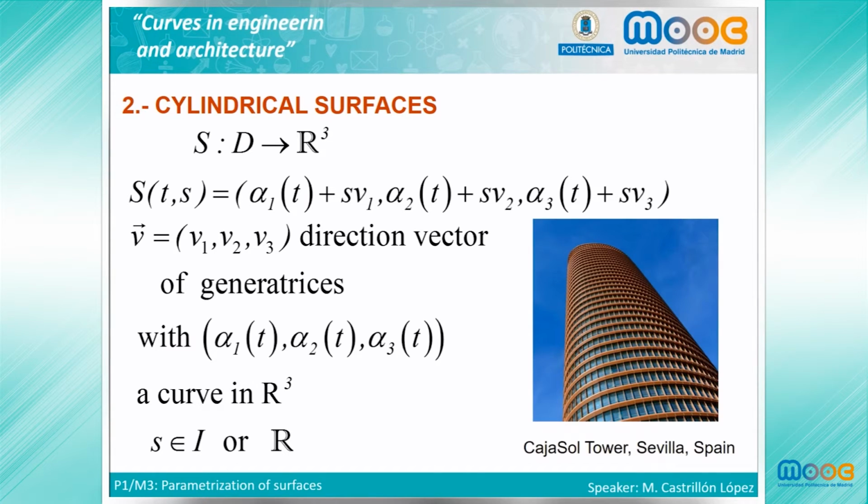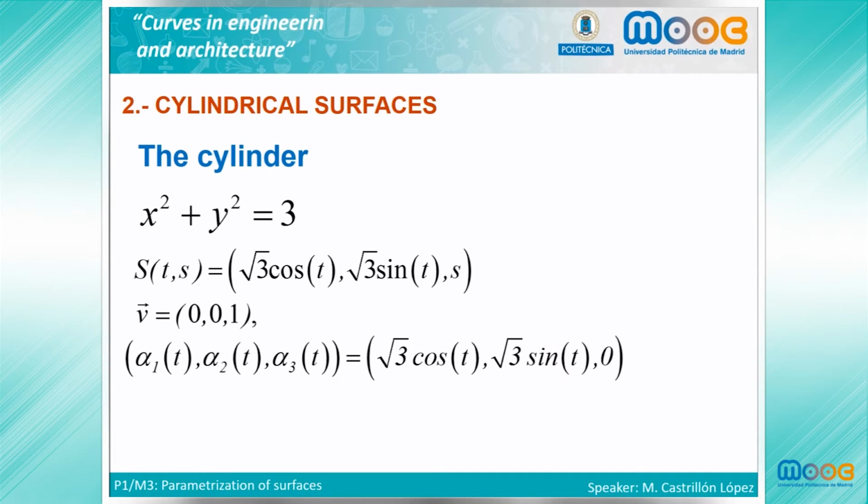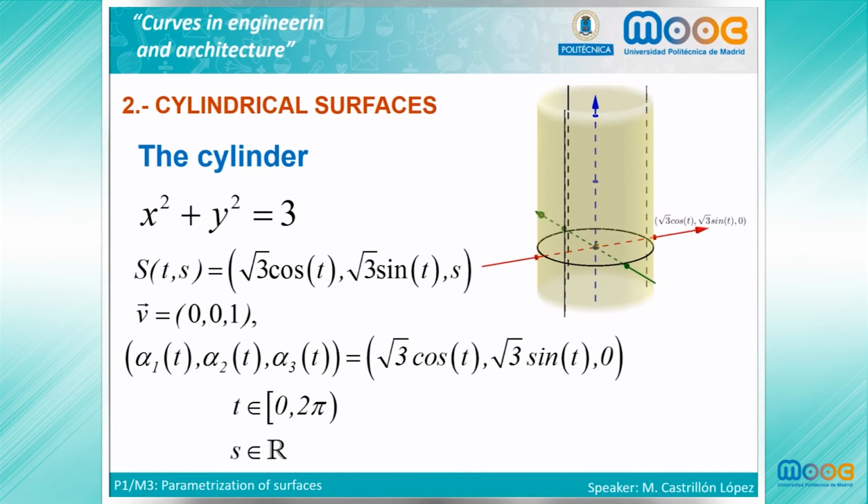In this picture, we see the Cajasol Tower at Sevilla, Spain, with cylinder shape. Or this other cylinder with equation x squared plus y squared equals 3, which contains all the straight lines with direction (0, 0, 1), that is, all the vertical lines. These lines pass by all the points of the circle of center (0, 0) and radius the square root of 3. The parameter s is in the real line and the parameter t between 0 and 2 pi.